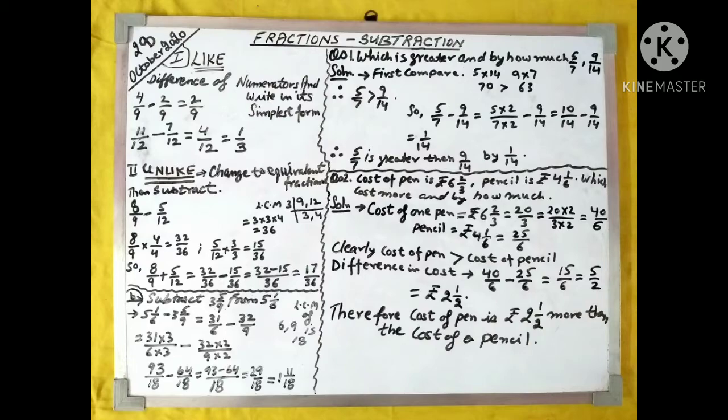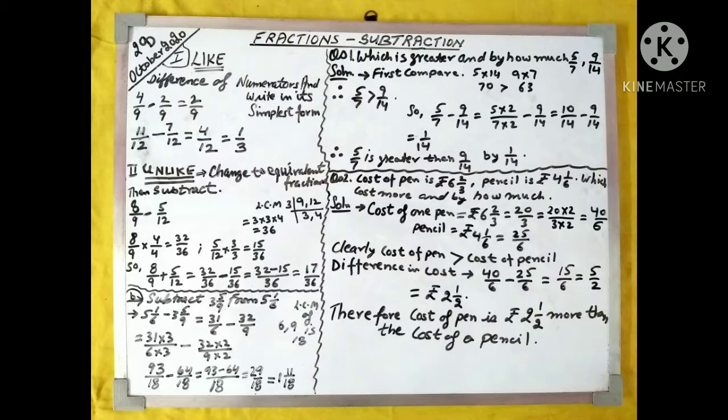So as you can see on the board, when we do the subtraction between the like fractions, the answer is simply the difference of the numerators, right? Say for example, 4 by 9 minus 2 by 9 is equal to 2 by 9. See the next example, 11 by 12 minus 7 by 12 is equal to 11 minus 7, that is 4 by 12. And finally we give the answer in the lowest form, simplest form, right? That is 4 by 12 is equal to 1 by 3.